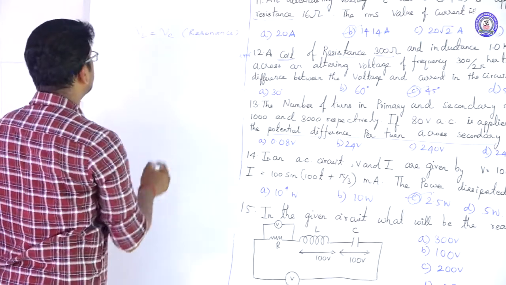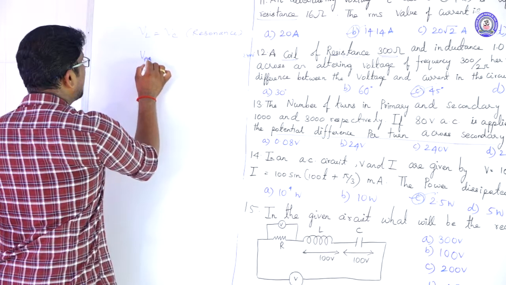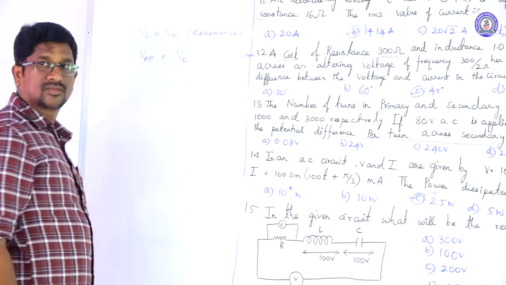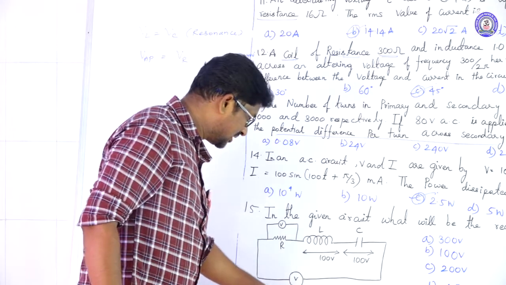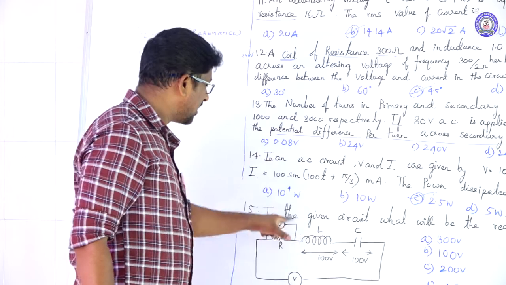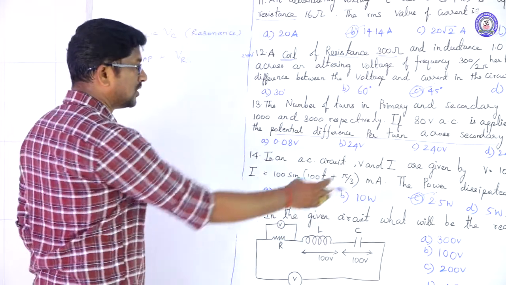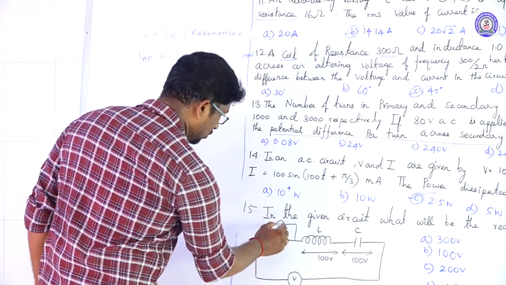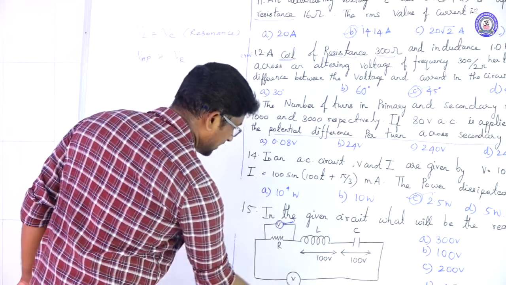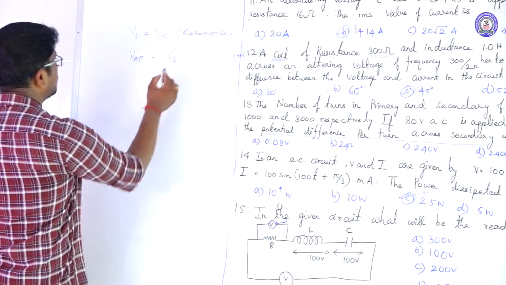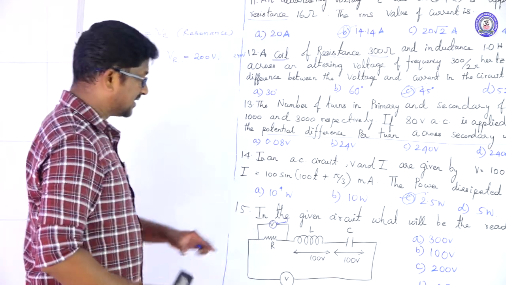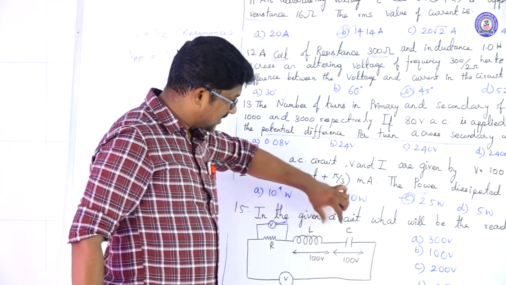At resonance, the entire applied voltage appears across only the resistor. The applied voltage is 200 volt. The entire 200 volt appears only across the resistor. So the voltmeter is connected across the resistor. The reading of the voltmeter is the applied voltage. So 200 volt.